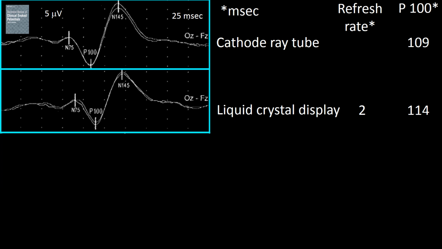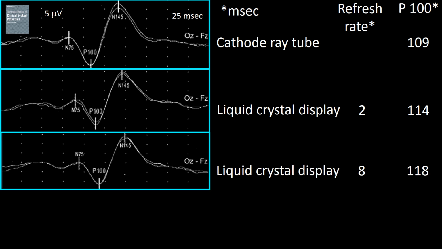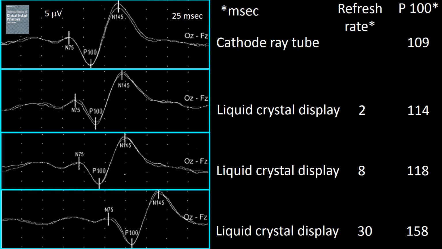Using a liquid crystal display with a 2 millisecond delay, the P100 latency in the same subject under the same conditions is 114 milliseconds. Using a similar platform with a refreshment rate of 8 milliseconds, the latency to P100 goes up to 118, and using a liquid crystal display with a 30 millisecond refreshment time, the latency is delayed to 158 milliseconds. The bottom line is to use liquid crystal display with a short refreshment rate, since cathode ray tubes are no longer in use in most places.